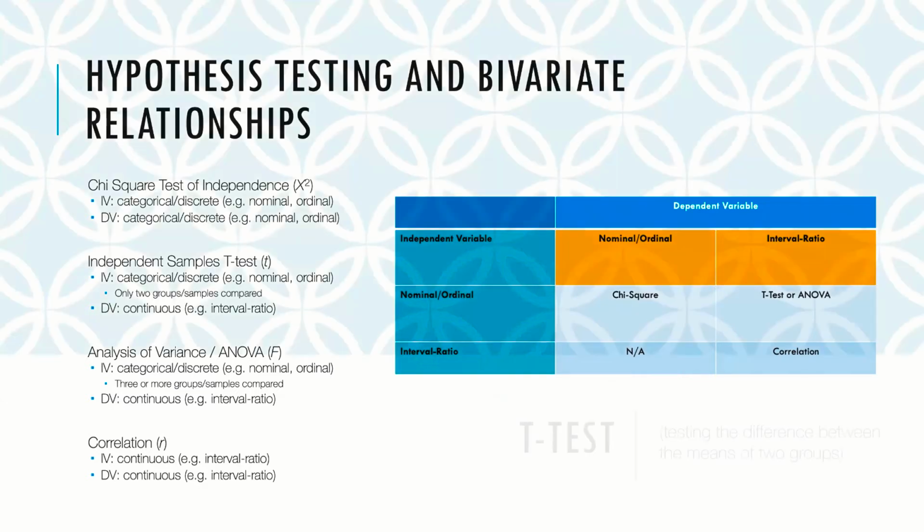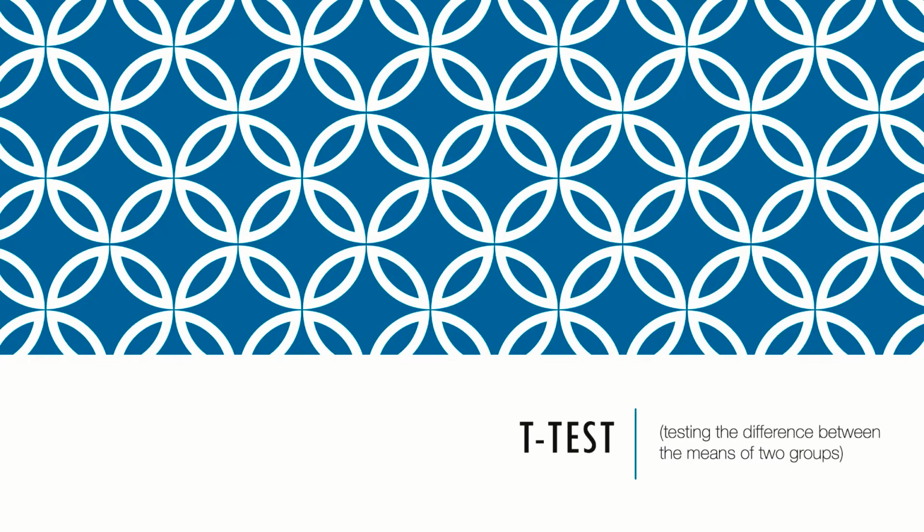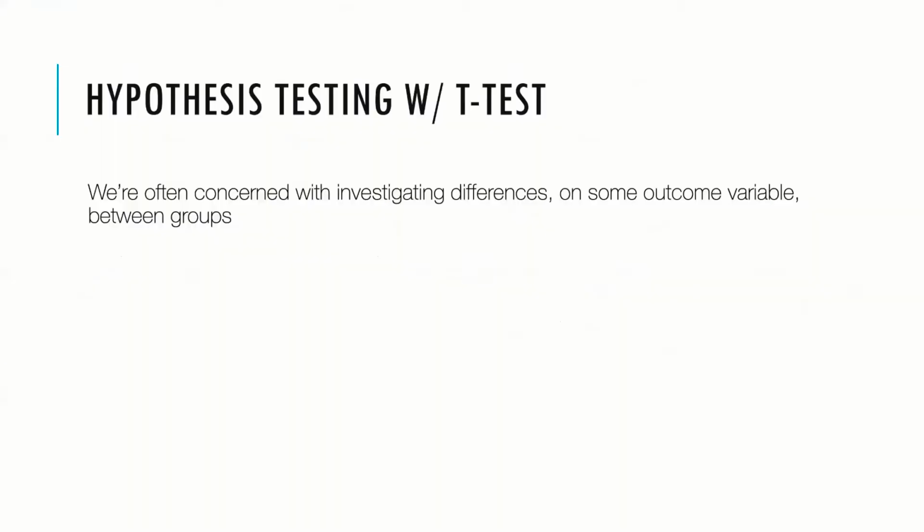T-test, we're testing the difference between means of two groups. ANOVA would be testing the difference between means of 3 or more groups. Often in the social sciences, we're trying to understand differences, right? Are these groups different from one another, right?